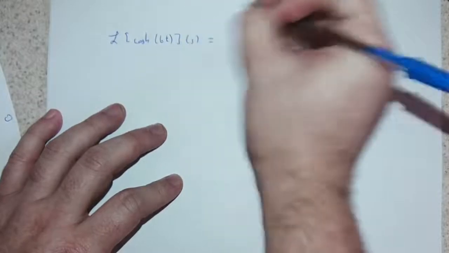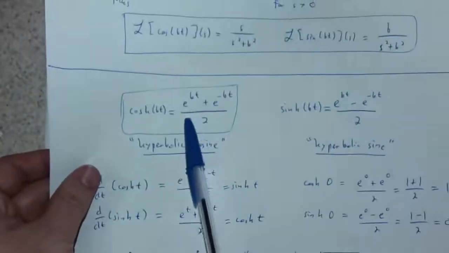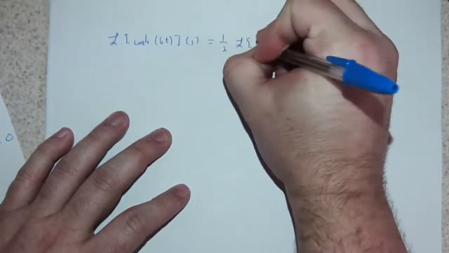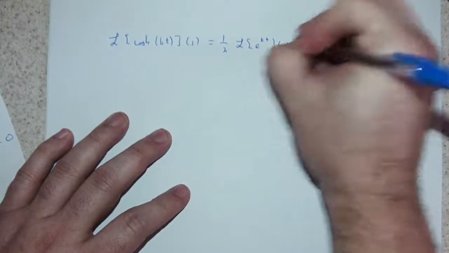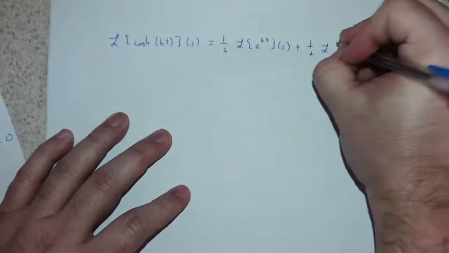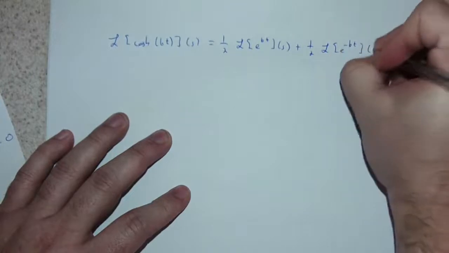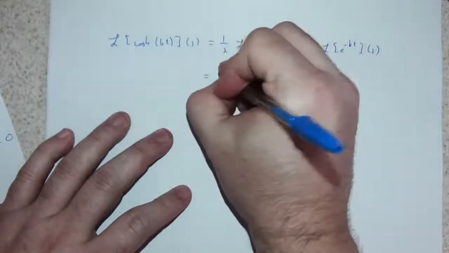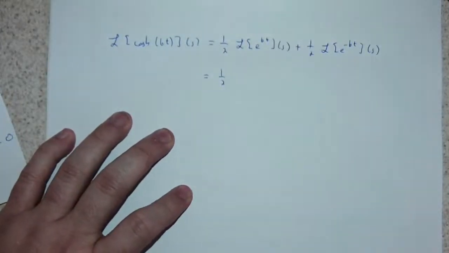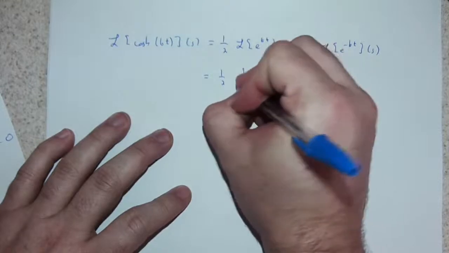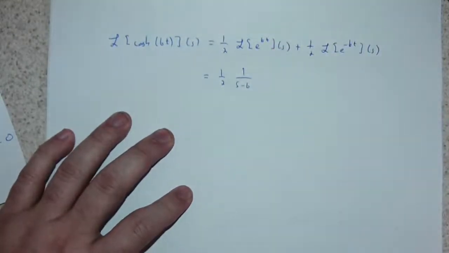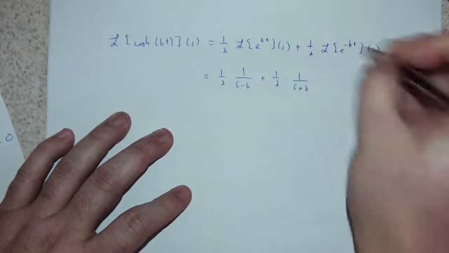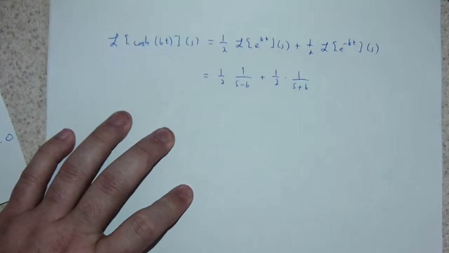So the Laplace transform of cosh of bt of s, well, according to this is 1/2 times the Laplace transform of e to the bt of s plus 1/2 times the Laplace transform of e to the minus bt of s, which very quickly, what is this? This is 1/2 times 1 over s minus b, right? Plus 1/2 times 1 over s plus b.